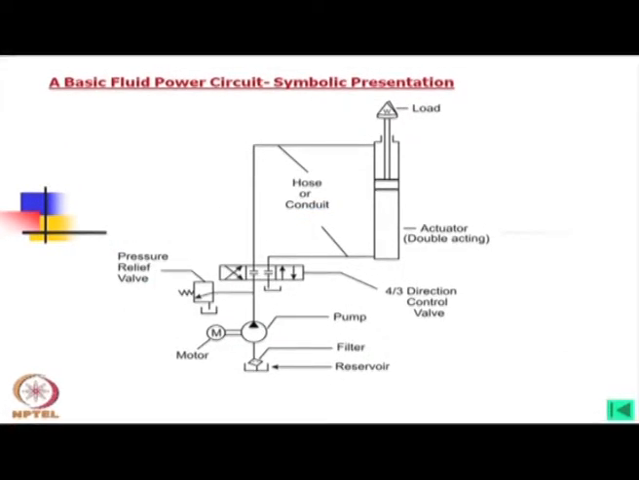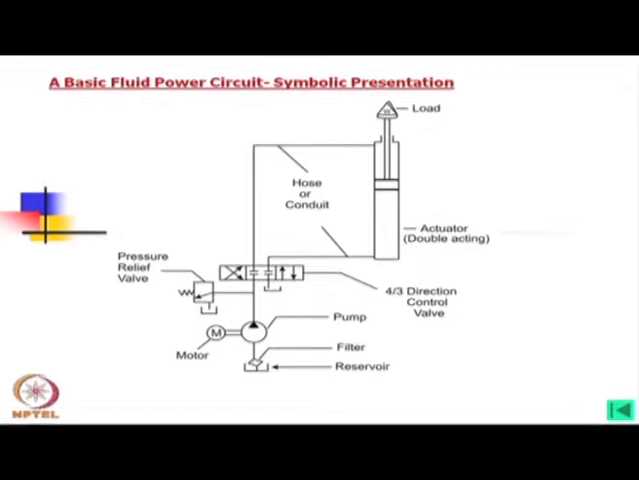Now, this circuit we have already studied. Here we find that a load is being lifted by a double acting actuator and it is being operated by a directional control valve. Also a term 4/3 is there, which I shall explain later. Then there is a pressure relief valve, a pump, the motor, filter and reservoir.